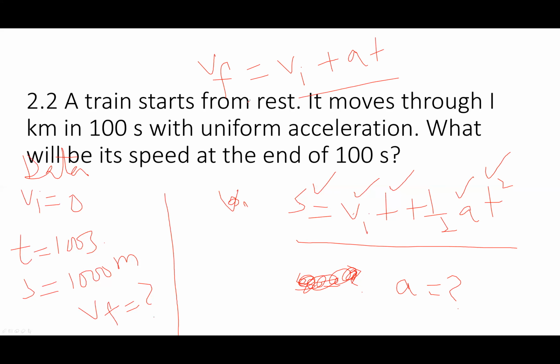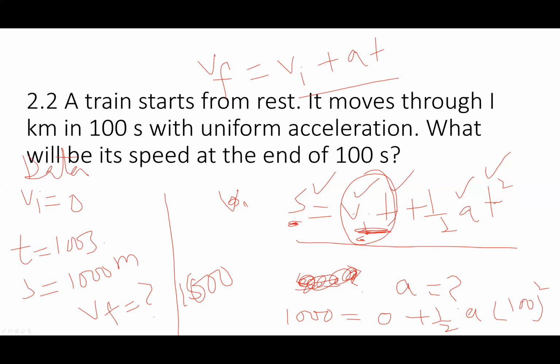So use this equation. S is 1000 meter. You will write 1000 in place of distance. Vi is 0, so this whole term will become 0, because initial velocity is 0. Plus 1 divided by 2, in place of acceleration you will write a, and in place of time, you will write 100 seconds whole square.